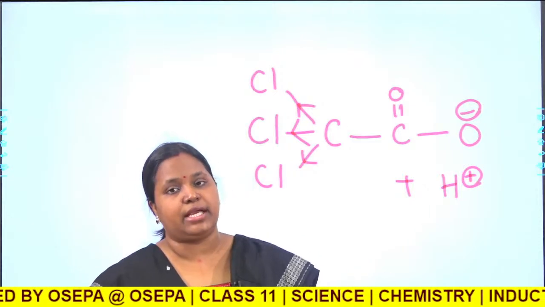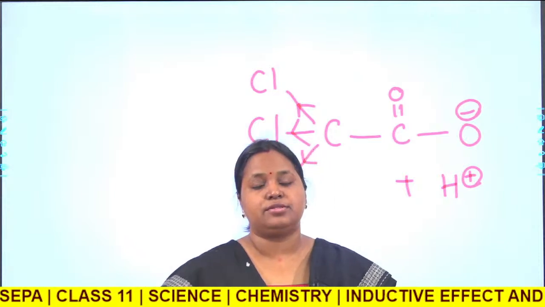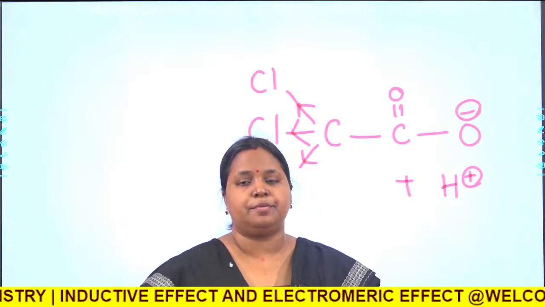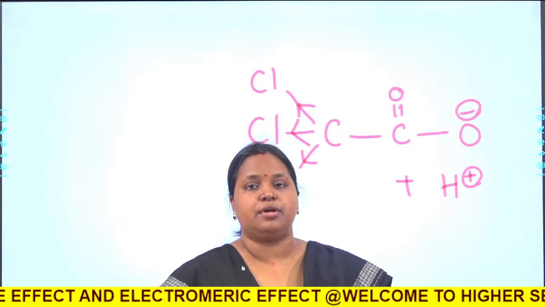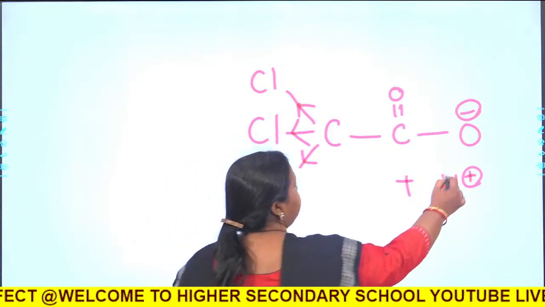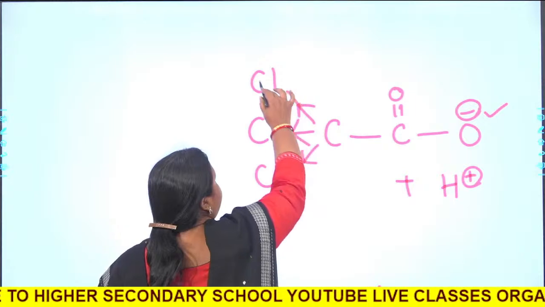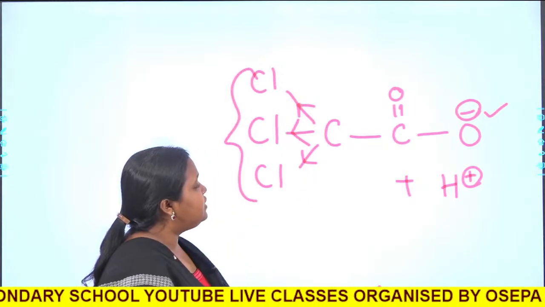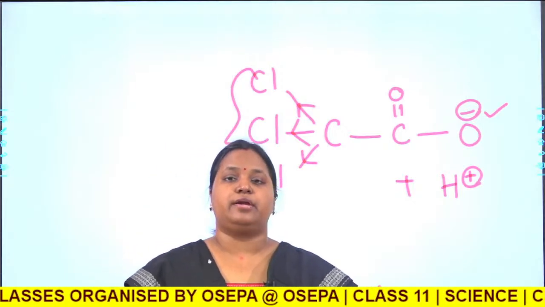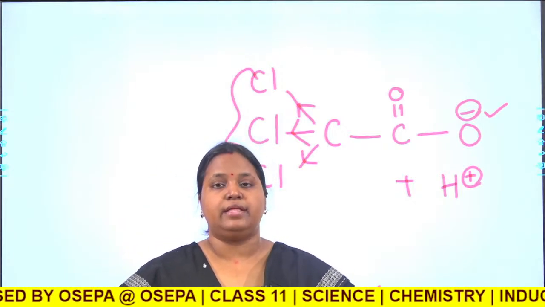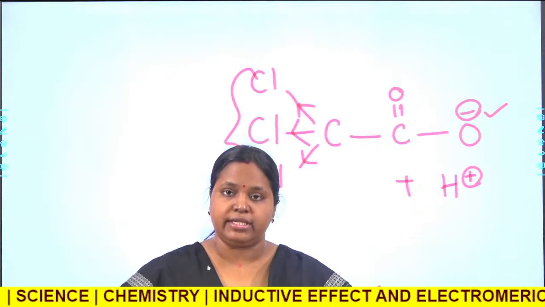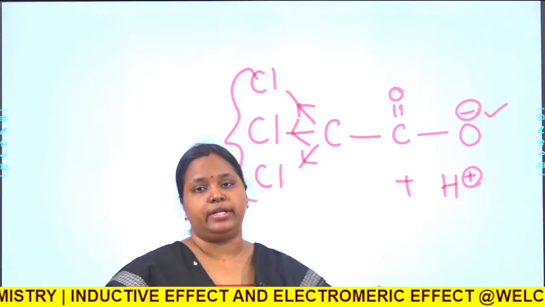Take the same example: you have taken a loan, and your guardian helps you, your brothers and sisters help you, your relatives also help you. Then you will become more stable, because here the excess negative charge is being shared by 3 chlorine atoms. Hence this ion becomes more stable. So remember, if the number of electron withdrawing groups increases, then the stability of the carboxylate ion or conjugate base will also increase, and hence the acidity will also increase.